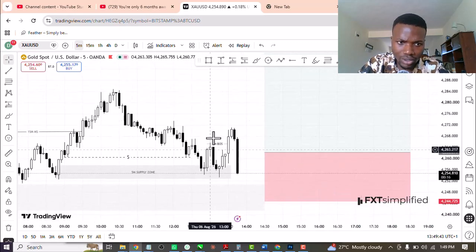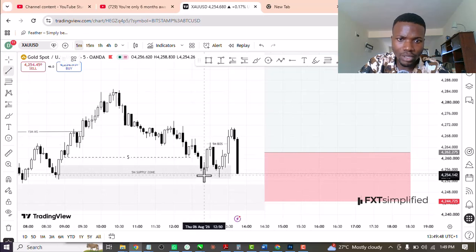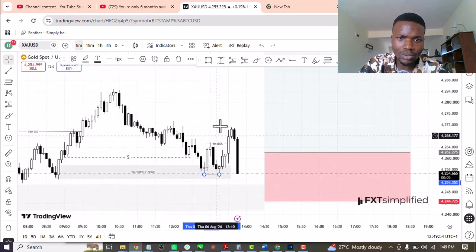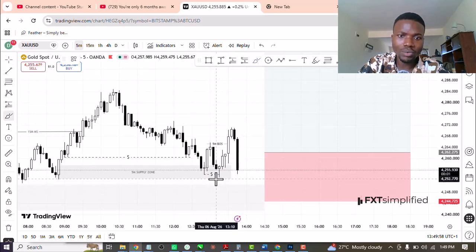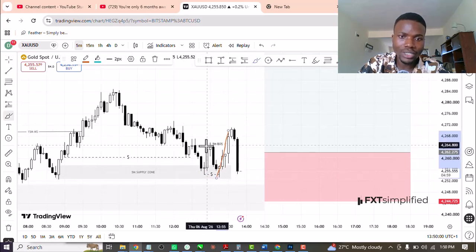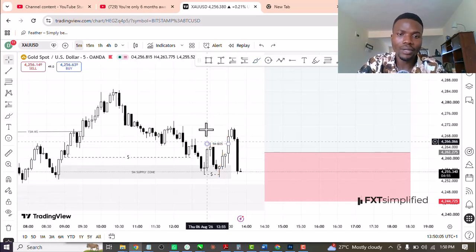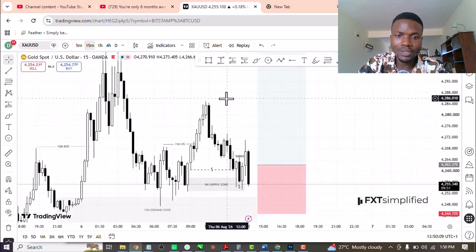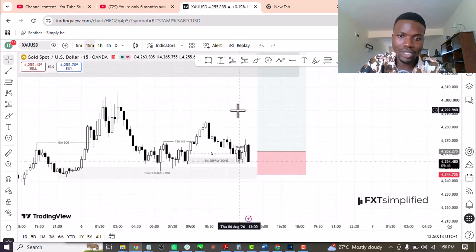So below here, I can see that liquidity was being swept. All right, so this is a liquidity, and after this liquidity was swept, that was the reason why price actually broke this high. All right, so we should be expecting price to continue this upward movement as soon as possible.